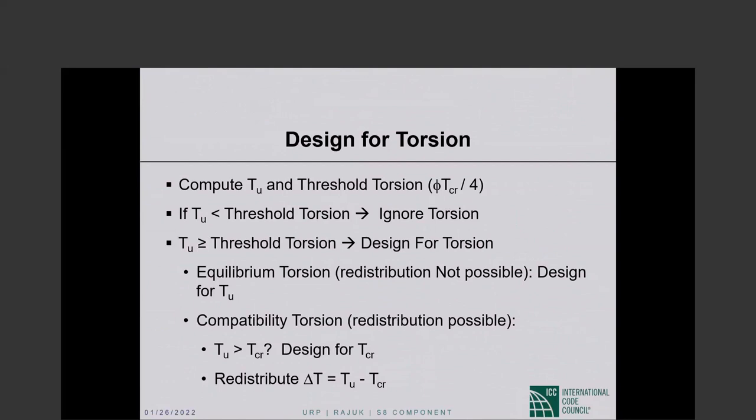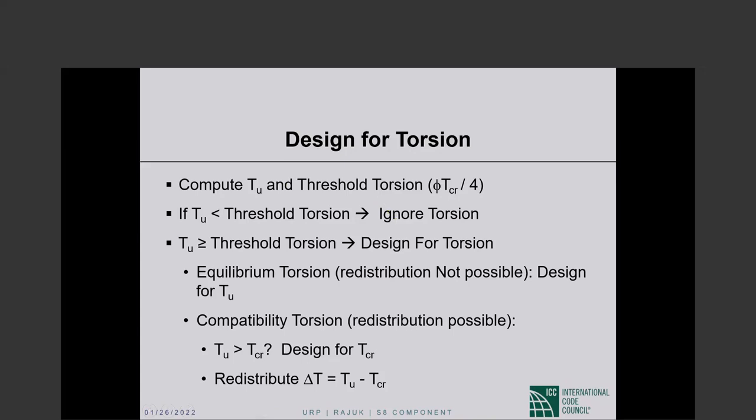Now, this is extremely important to understand what is on this page. Okay, so we designed for a required torsional strength. This is the design torsion acting on our member. There is a threshold torsion defined in ACI 318. Threshold torsion is 1/4 of the cracking torque, the torsion that causes torsional cracking of the member. We can figure that. Okay. So if the applied torsion, the required torsional strength T sub u, is less than the threshold torsion, 1/4 of the cracking torque, then we can simply ignore that torsion.